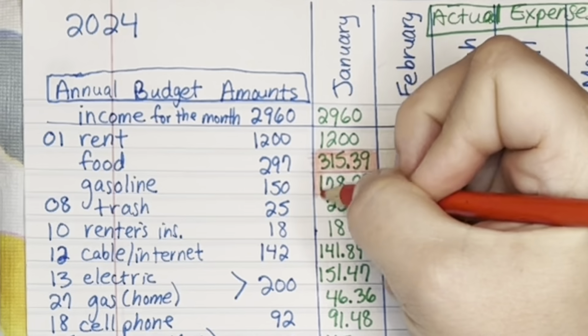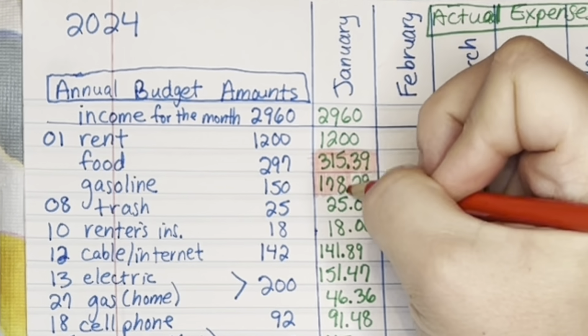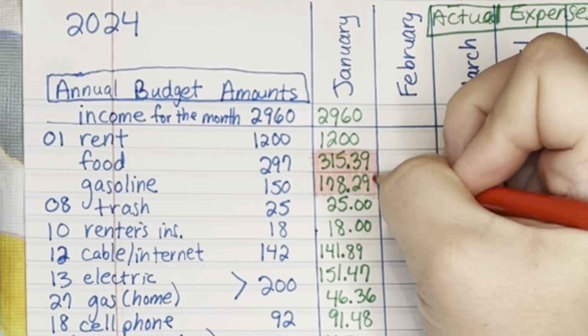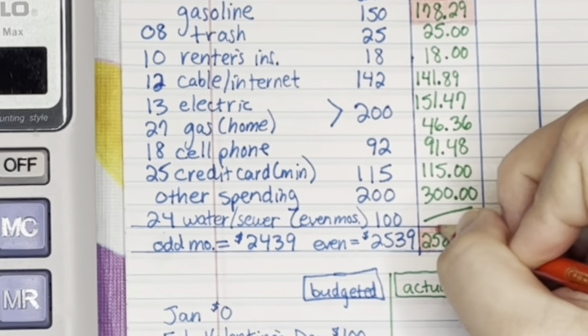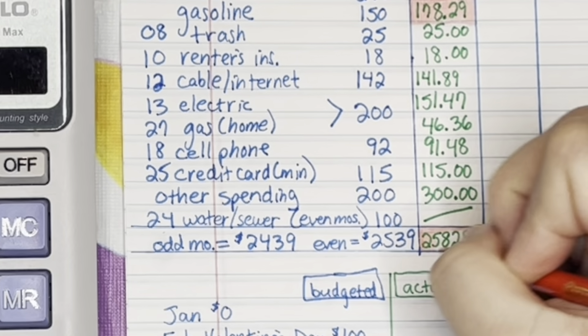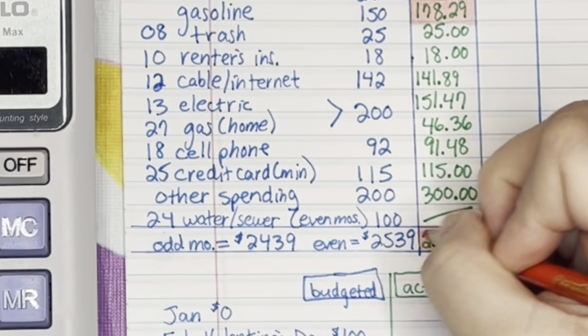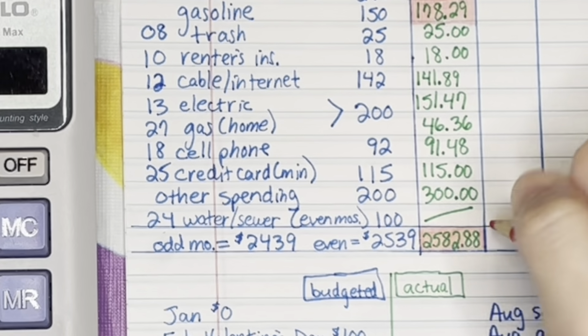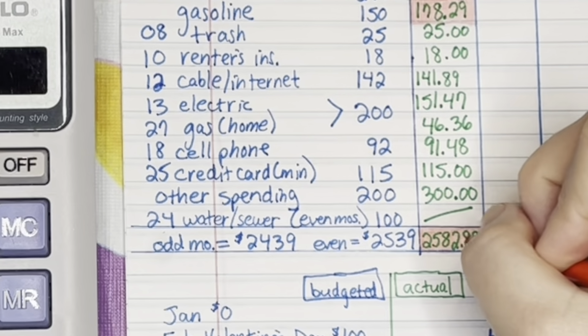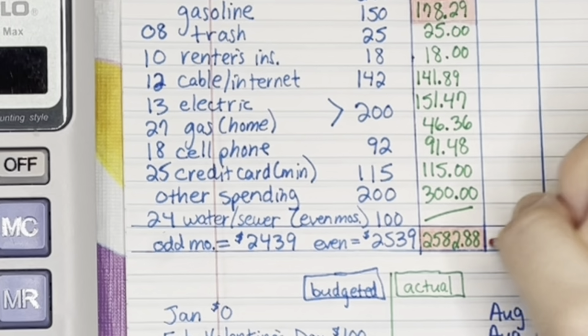$2,582.88. We'll take our red colored pencil and color in the categories of actual spending that are over the budget amount. The total amount of actual January expenses of $2,582.88 is more than the budgeted amount of $2,439, so we're also going to color that total in red.